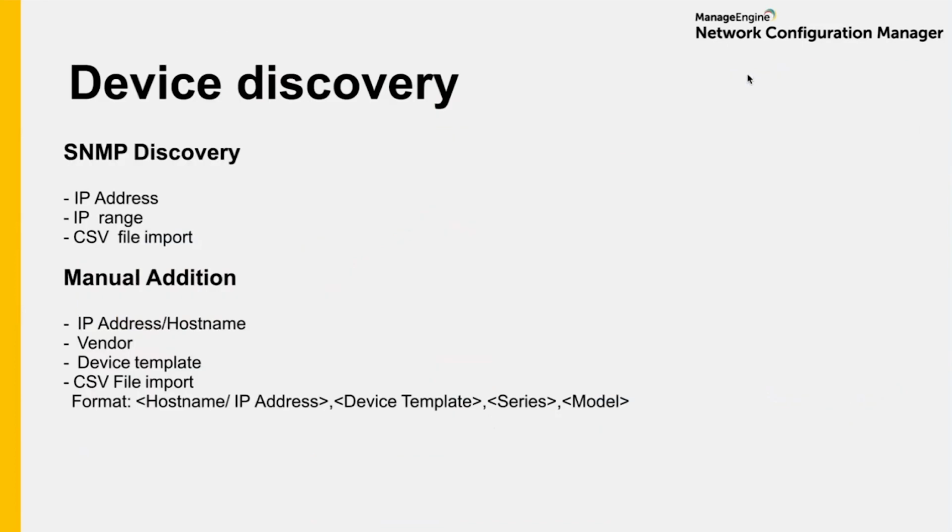In Network Configuration Manager, we have two types of discovery options available, which are SNMP discovery as well as manual addition. Also, there is a third discovery option, which is common to both SNMP discovery and manual addition, which is CSV file import. Suppose you have details of your devices in this particular format as shown below. You can import your CSV file and add the devices to the inventory anytime you want. So let me quickly show you this in the UI.